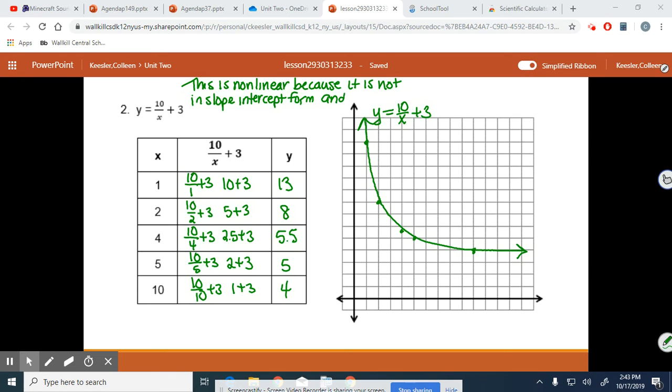And when graphed, it is not straight, or is not a straight line. And that's because of the x in the denominator. So we don't have a true slope here because we're dividing by a number here. All right, let's take a look at another example.